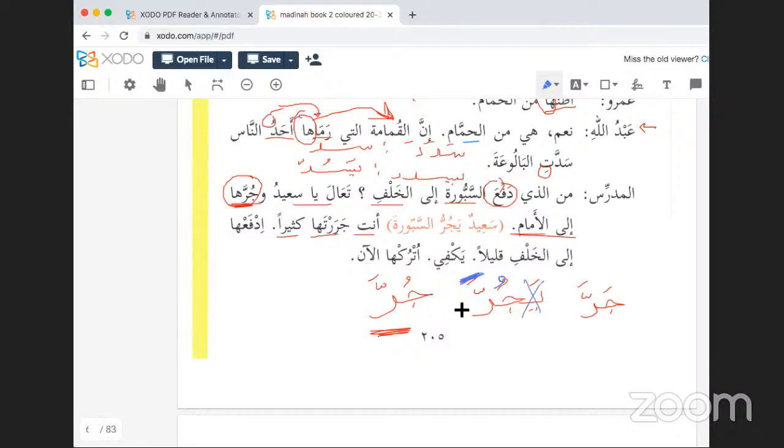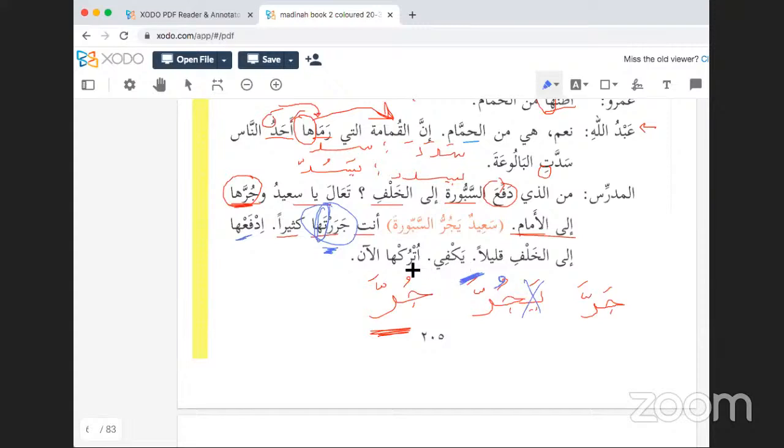Then after Saeed finishes pulling the board, the teacher said, Anta jararta, because now the damir is there. Now the two ras separate because one is a fatha, one is a sukoon. He said, jarartaha, anta jarartaha kathiran. Idfa'aha ila al-khalfi qalilan, push it back slightly. Yakfi, that's enough. Utrukha al-an. Leave it now.